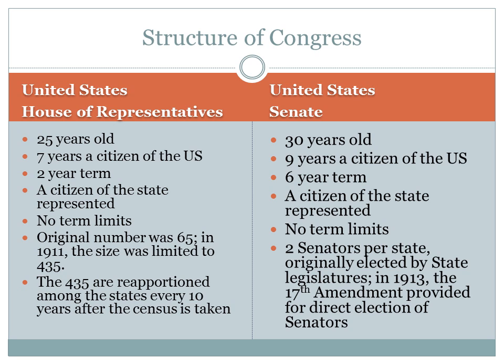The original number was set at 65, and the size was limited to 435 in 1911. So sorry, a little confusing. The original number was 65, changed in 1911 to 435. It's reapportioned every 10 years due to the census. And remember, when they are reapportioned, that is done by the state legislature.